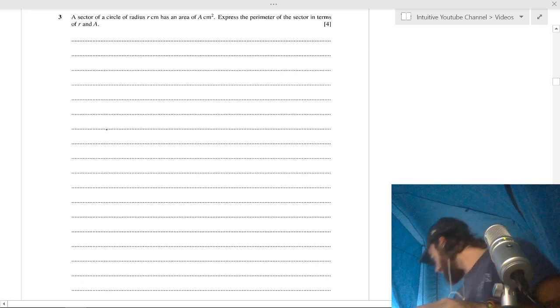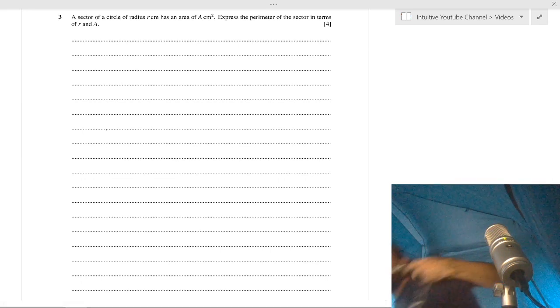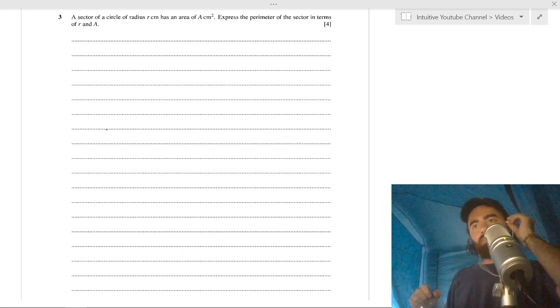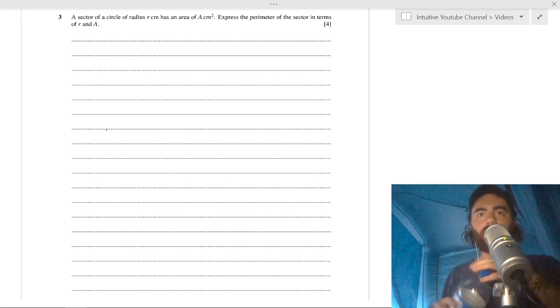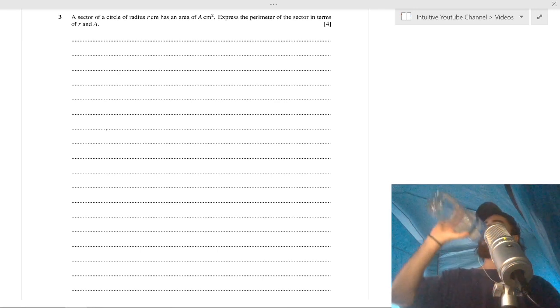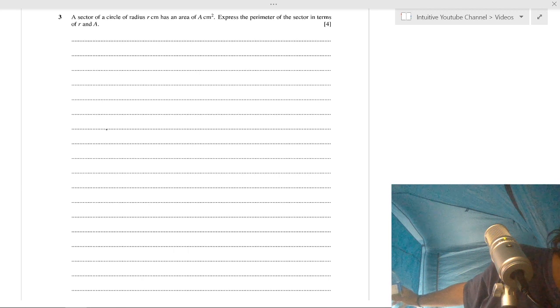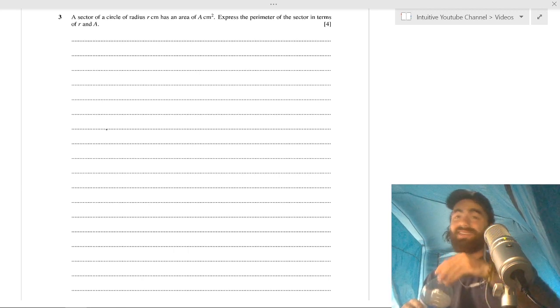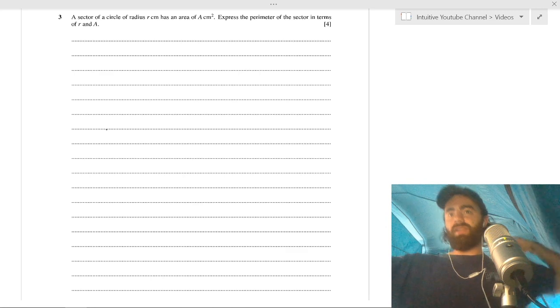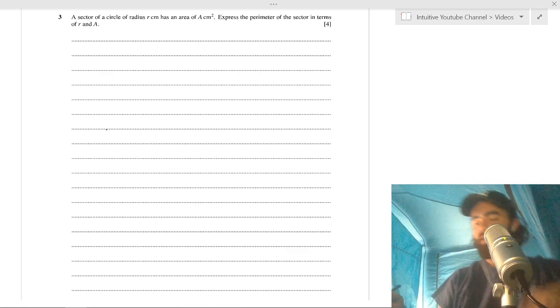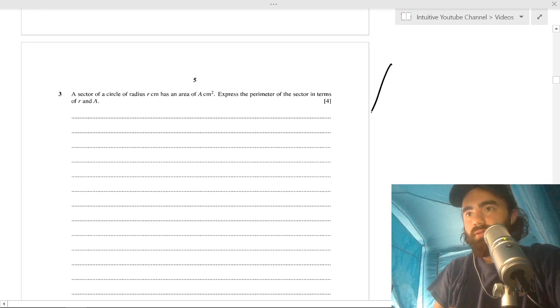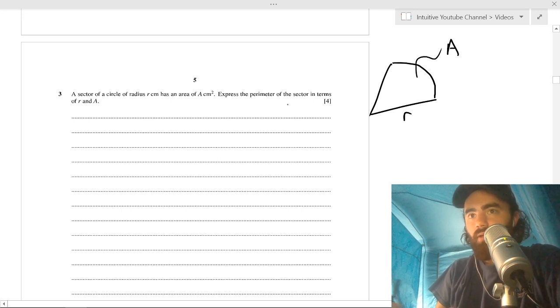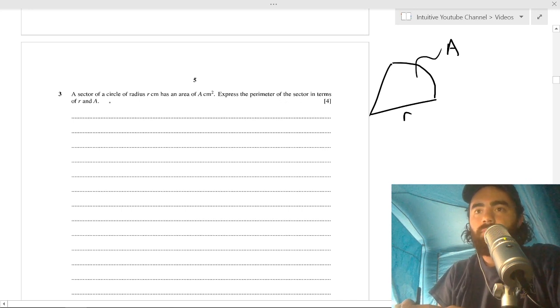Let's keep going. Just getting some water. So in this question, we've got a sector, and that sector has a radius r and an area a. So why don't we quickly visualize that? It's got a radius of r and this area of a, and it says express the perimeter of the sector in terms of r and a.